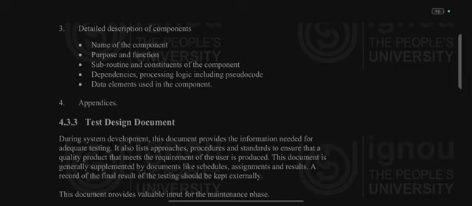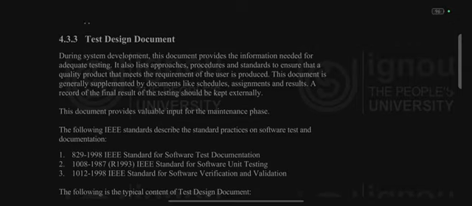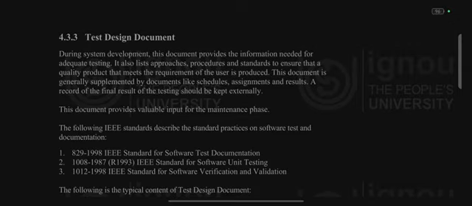Test design document. What is a test design document? During system development, this document provides the information needed for adequate testing. It also lists approaches, procedures, and standards to ensure that a quality product that meets the requirements of the user is produced. The document is generally supplemented by documents like schedules, assignments, and results. A record of the final result of the testing should be kept externally. This document provides valuable input for the maintenance phase.